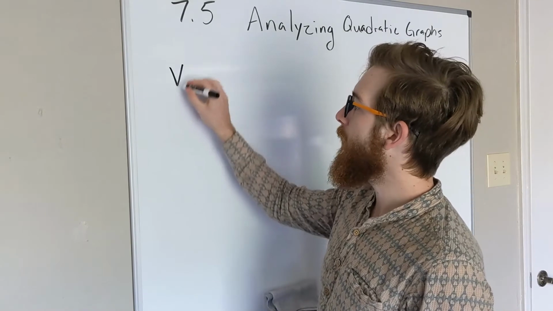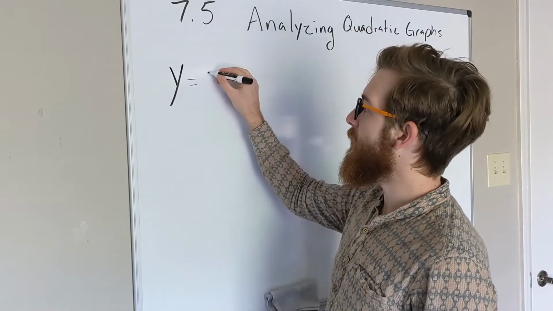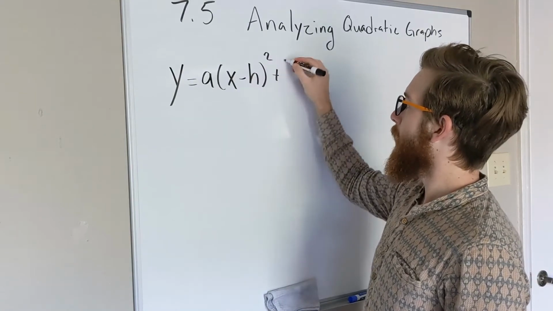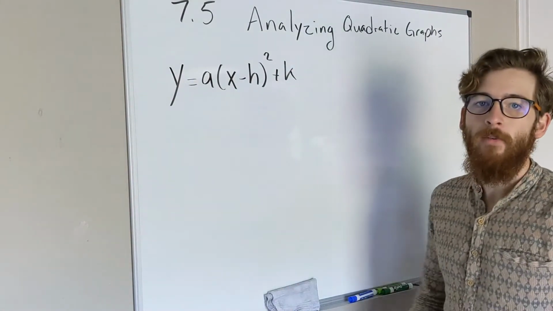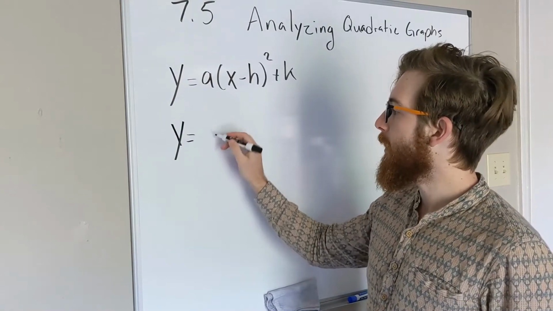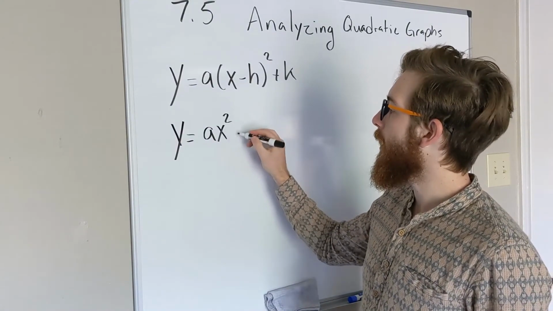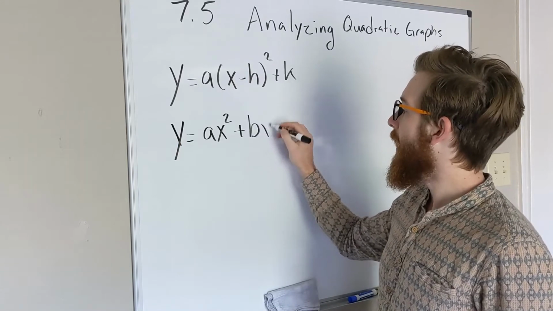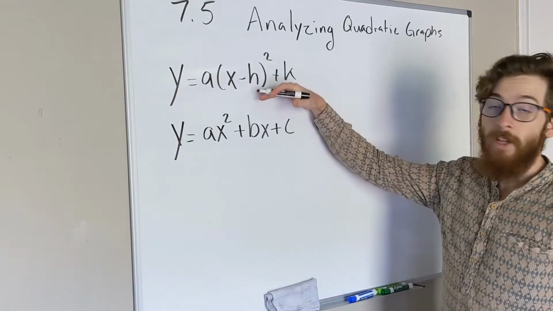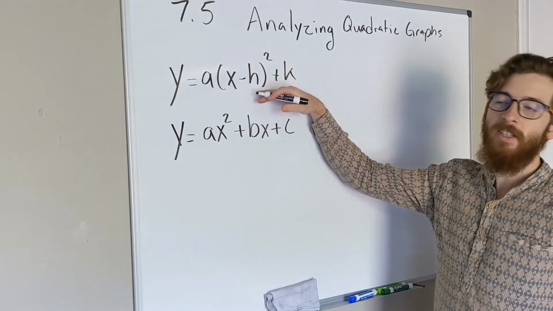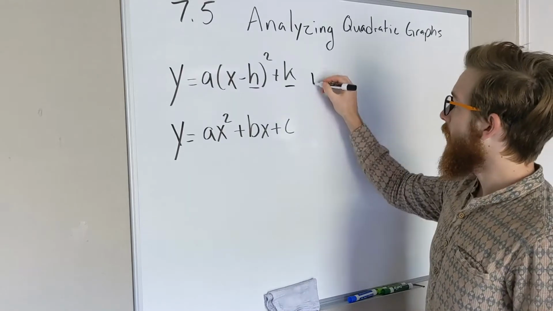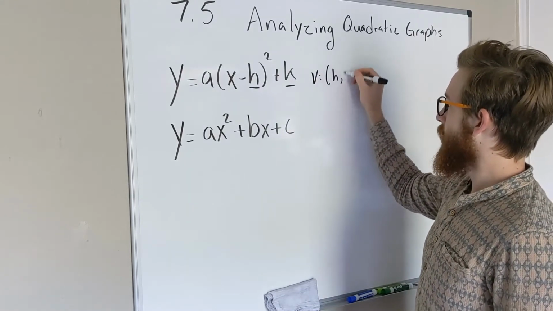Now, both of the previous examples were written in this form. (x minus h) squared plus k. However, more often than not, our problems are going to be written like this. Ax squared plus bx plus c. So here the vertex is very easy to see. The vertex is h, k. So over here I'll just put V: h comma k.